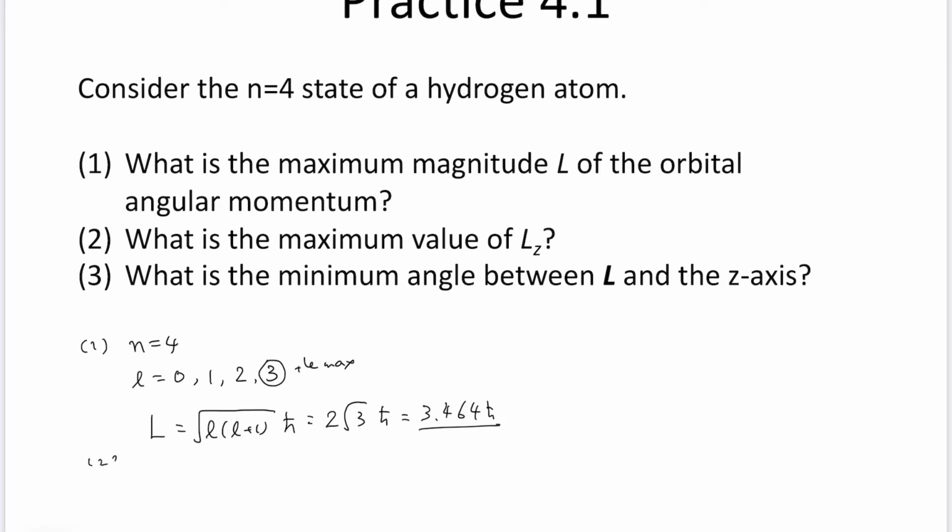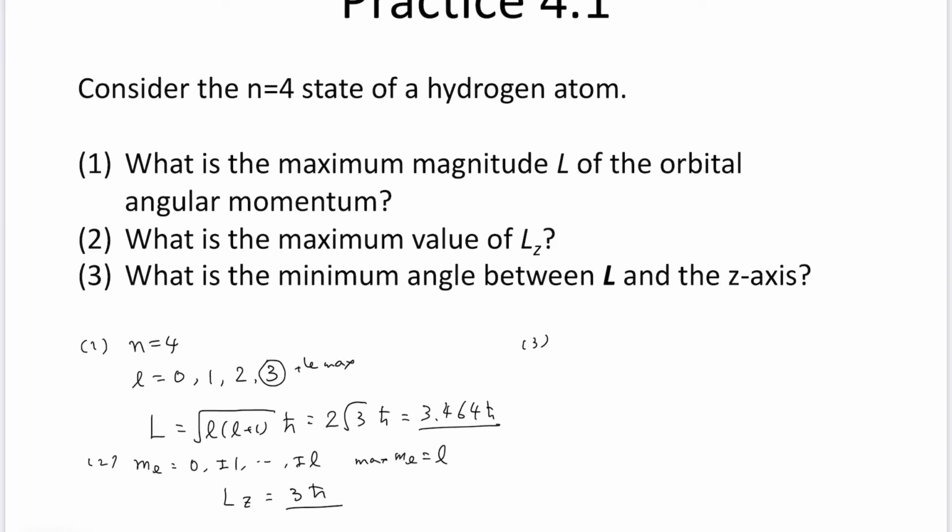In the second question, what is the maximum value of L sub z? Now m sub L can take 0, plus or minus 1, up to plus or minus L. The maximum value of m sub L is actually equal to L. In this case, L is 3, so it's going to be 3 h bar. This is the answer to the second question.